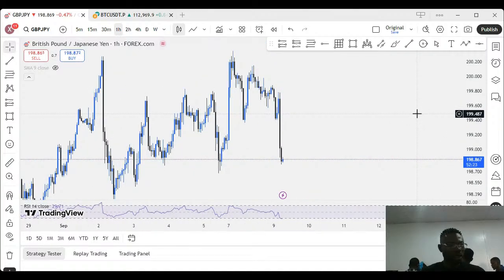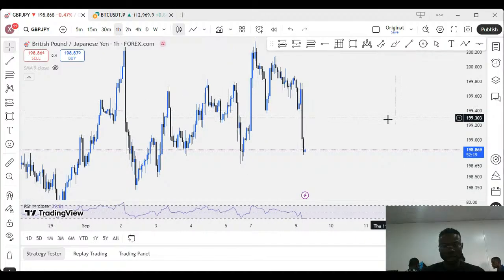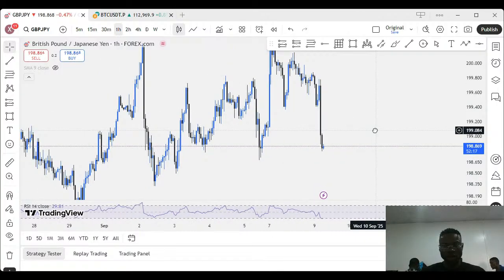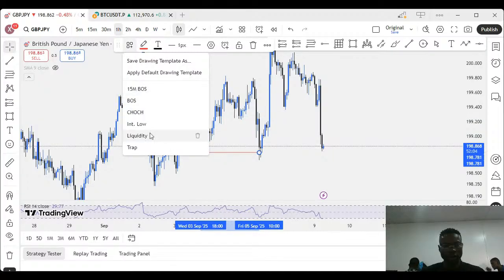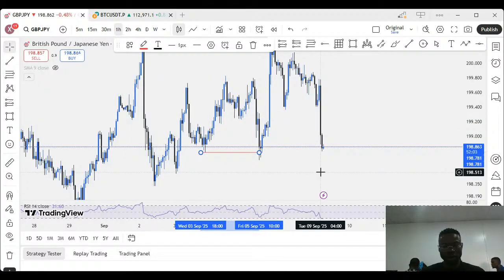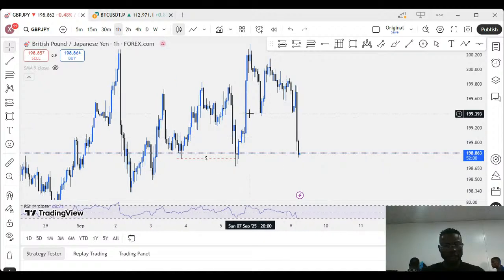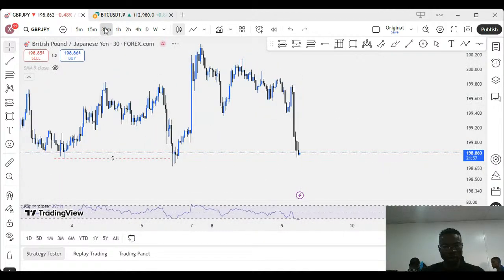The only thing I'm seeing on this GBPJPY is a buy, because like you can see, this is our setup here. You can see this place cleared the liquidity. 15 minute liquidity. Where is the other block? Let me trim it down to 30 minutes. I want to see it. Okay, here it is.